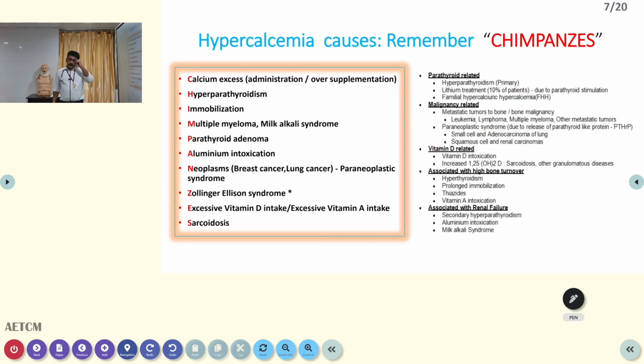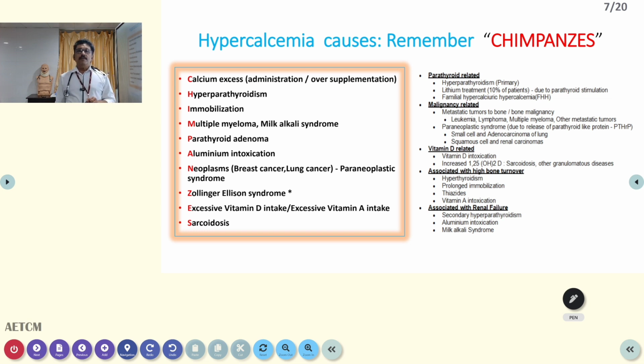Now, there are different causes. You can remember the causes with a mnemonic, CHIMPANZEES. Calcium excess: administration or over-supplementation of calcium, but this is a rare condition unless you give IV calcium or the patient has renal failure and is given excess calcium. This will not happen in clinical practice. Hyperparathyroidism is one important cause of hypercalcemia. It can be primary, lithium induced, or familial.